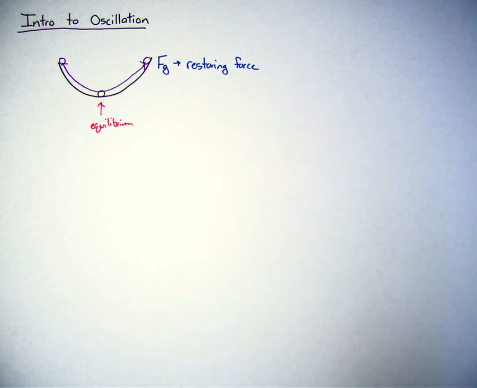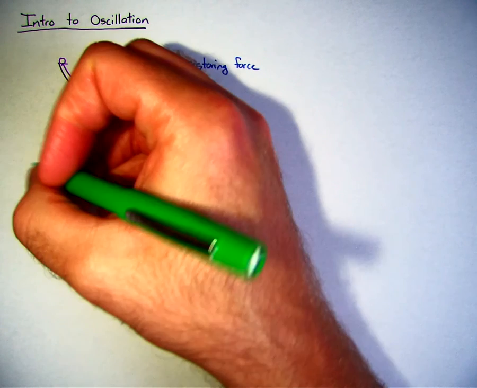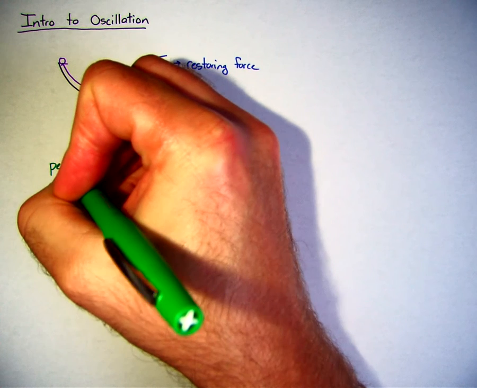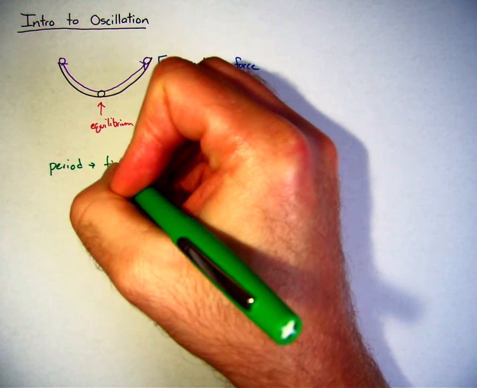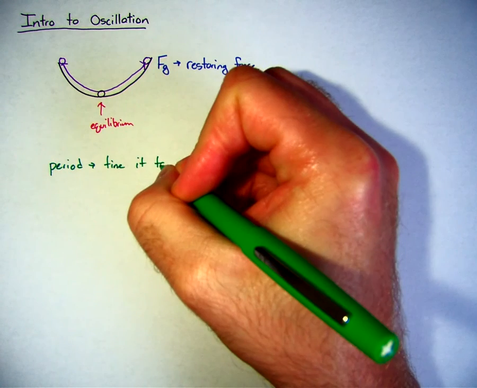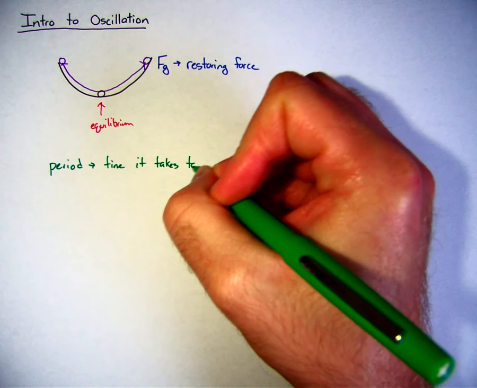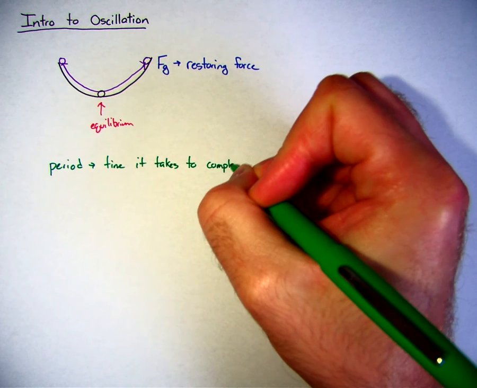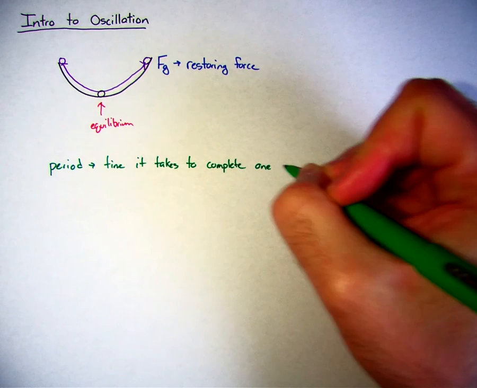Now, the other thing that's important to understand when we're looking at oscillation is the period. The period is the time it takes to complete one full cycle.